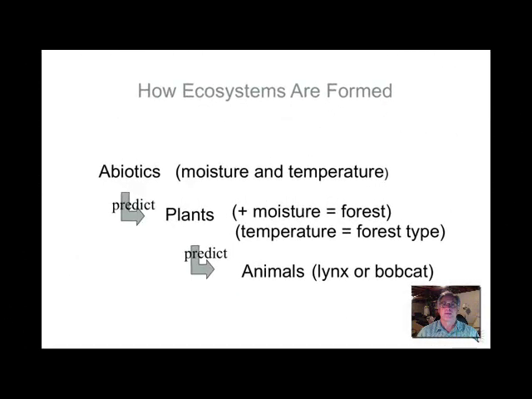So, how are ecosystems formed? Well, when we look at restoration efforts, you just can't put animals out in a particular ecosystem and expect them to thrive. You have to build it literally from the ground up. So we look at abiotics first. We look at the temperature and the moisture, latitude and longitude, and those things are important because they will predict the kind of plants that you're going to see in an ecosystem.